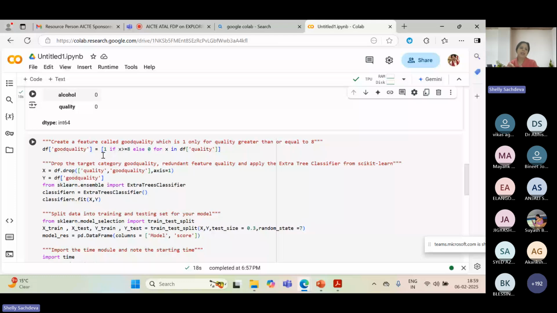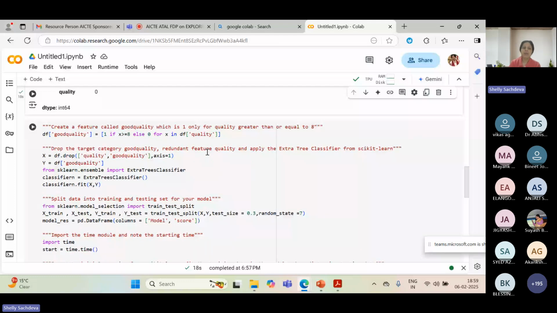So good quality is added as an attribute using df['good quality'] = 1 if x is greater than or equal to 8, else 0, for all x in df['quality']. This gives the values to the column named good quality. Now x is equal to df.drop(['quality','good quality'], axis=1), and y is equal to df['good quality']. Then from sklearn.ensemble we'll import ExtraTreesClassifier. So classifier is equal to ExtraTreesClassifier, and then classifier.fit(x, y).